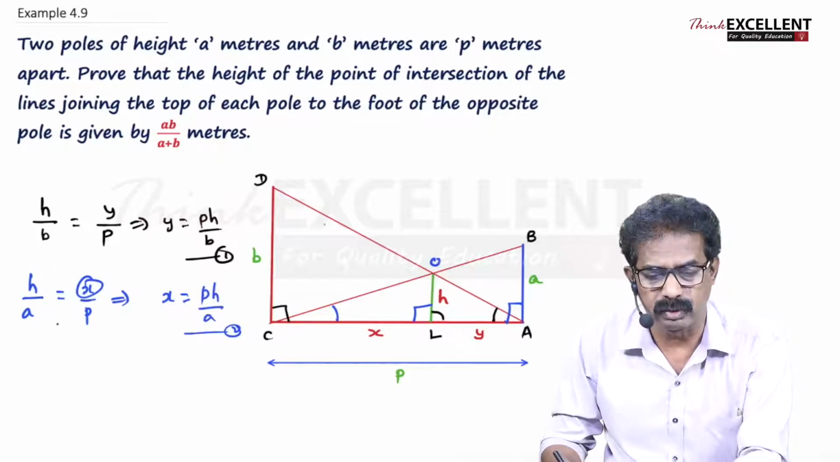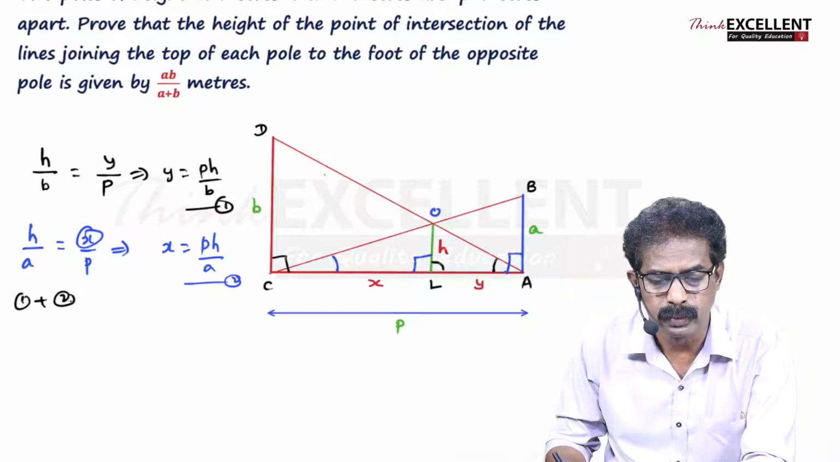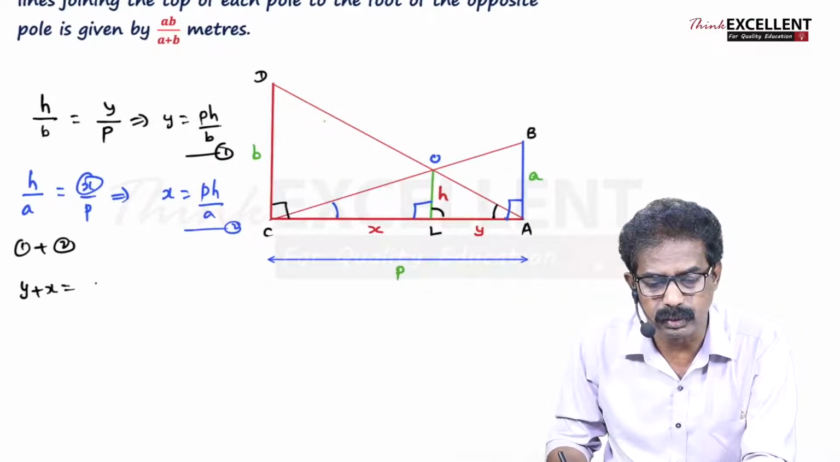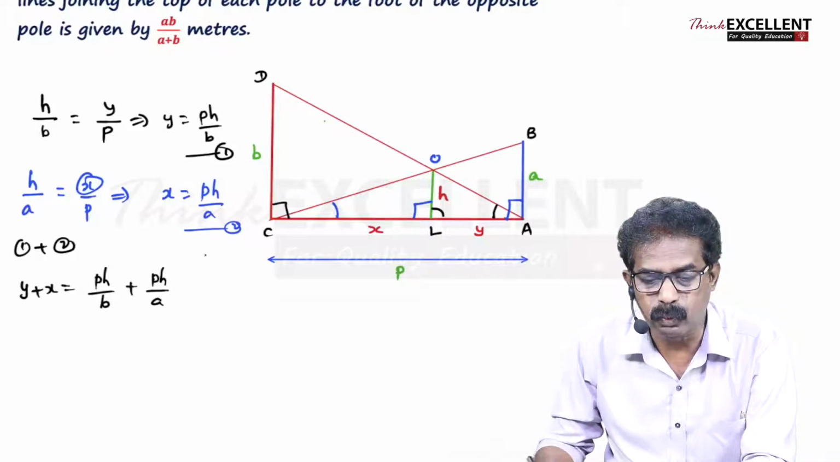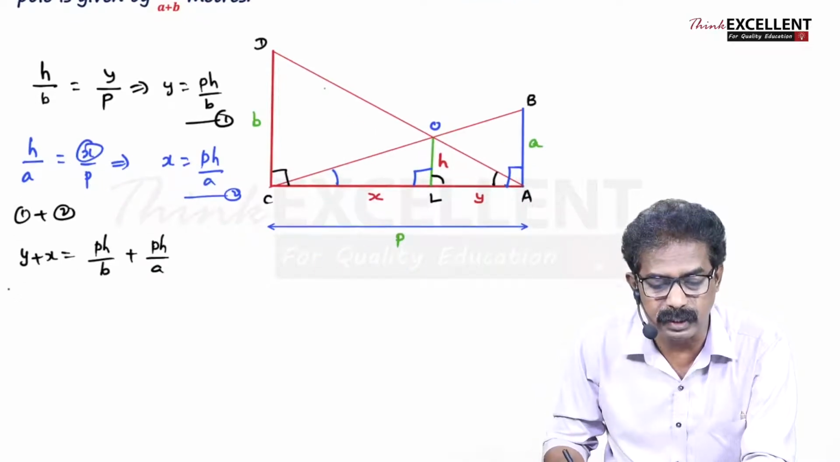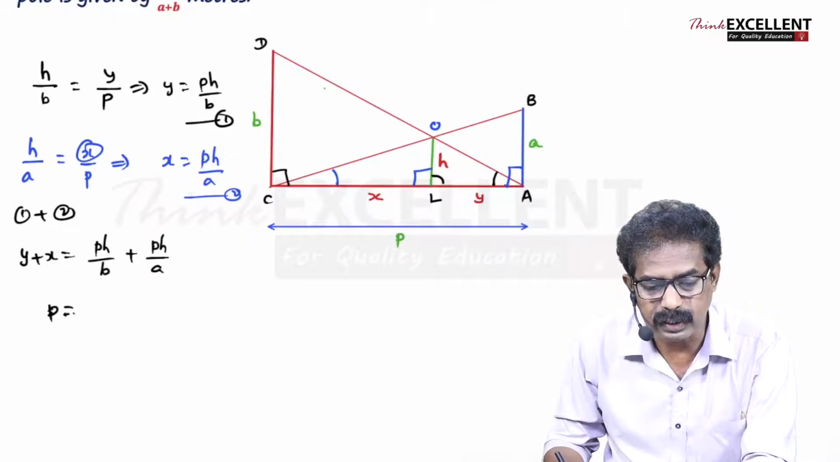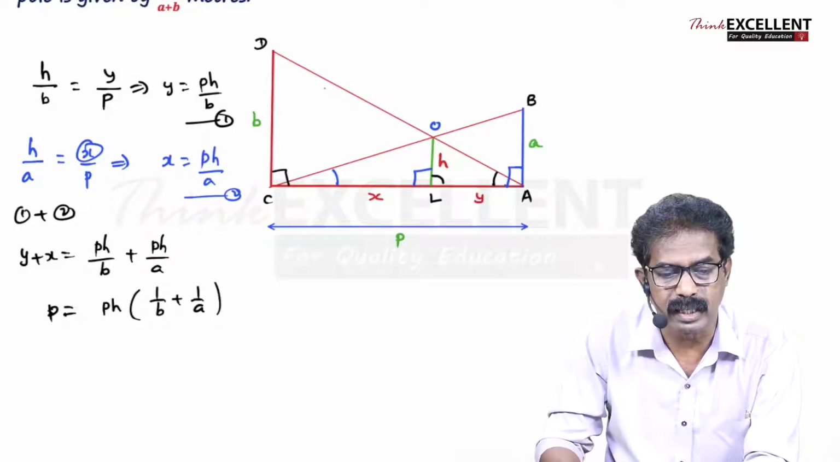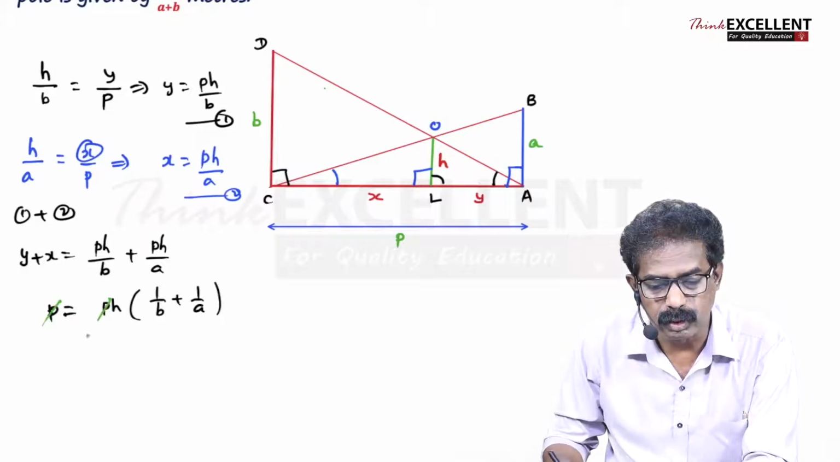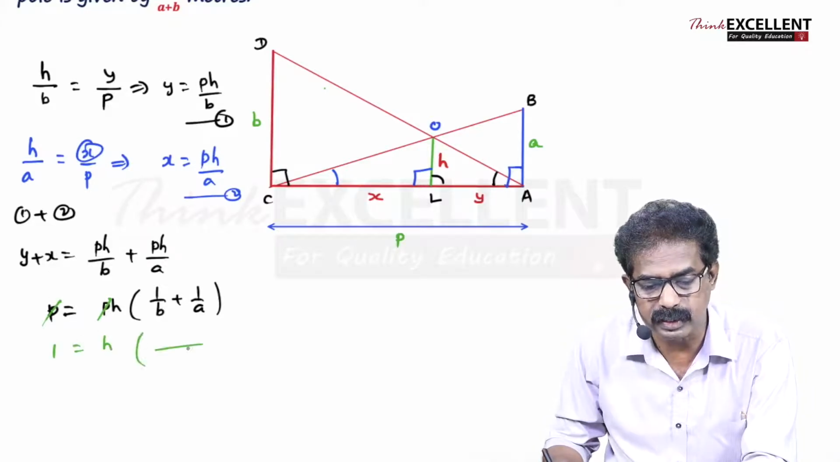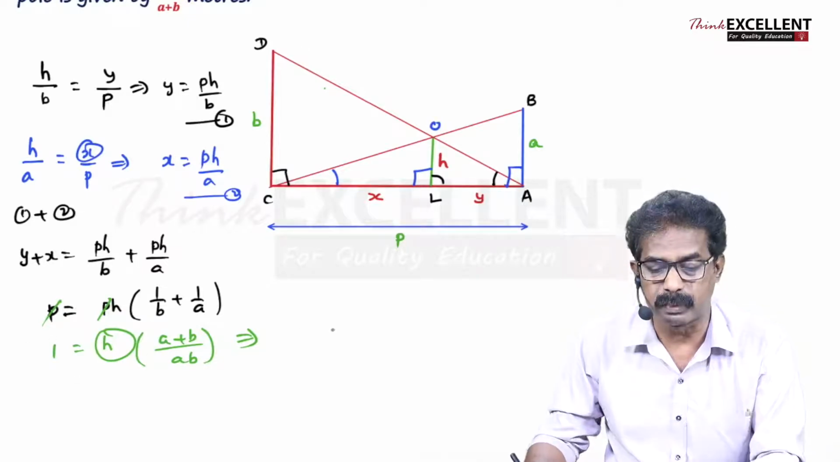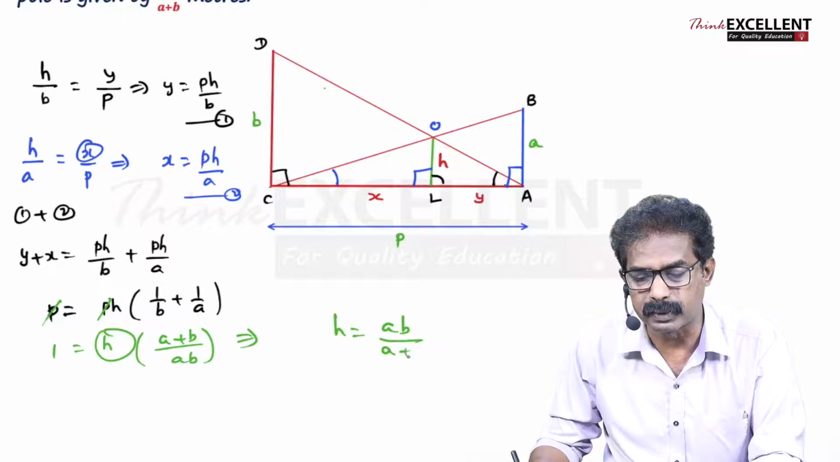You add 1 and 2. If you add equation 1 and 2, Y plus X is equal to PH by B plus PH by A. See the left side, Y plus X means the full length, it is P, is equal to, on the right side you take PH common, what you are getting? 1 by B plus 1 by A. Both sides you can cancel this P. So you are getting 1 equal to H into, take LCM AB, so you are getting A plus B. We want H, so keep this H here, this AB goes up and A plus B comes down. So H is equal to AB by A plus B. That's all, very simple one, right?